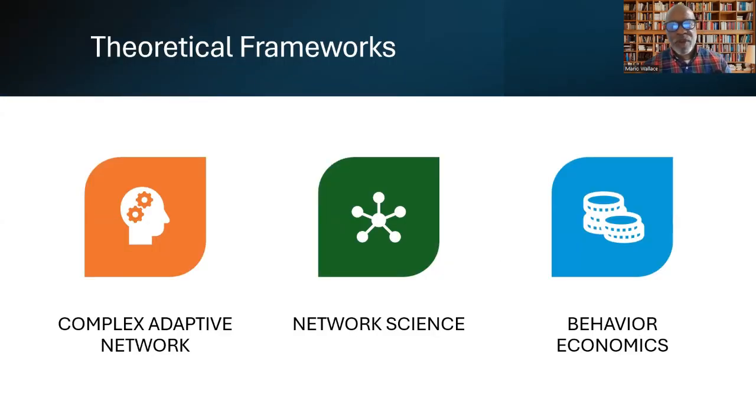So the theoretical frameworks for Agile Science are three. One is complex adaptive network or systems theory. The other one is network science. And the third one is behavior economics. So let me read to you exactly what all of this means.